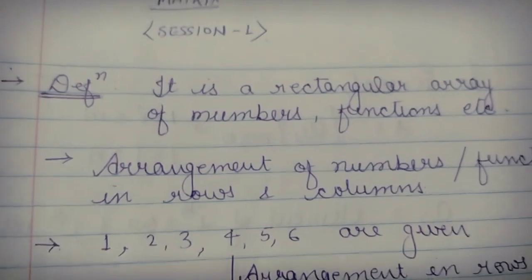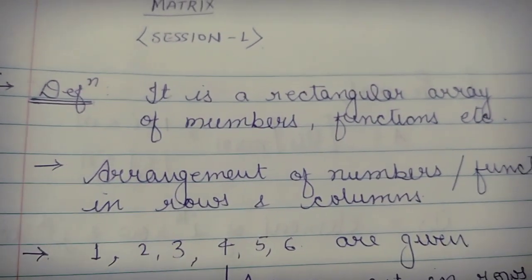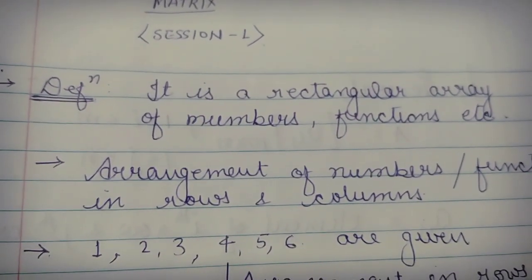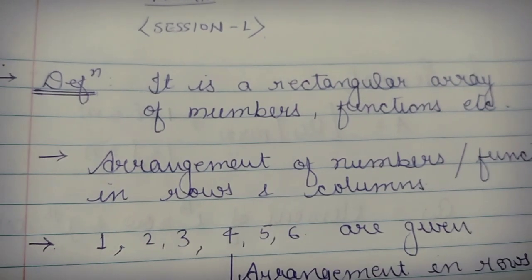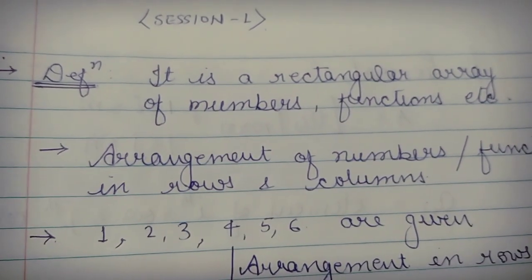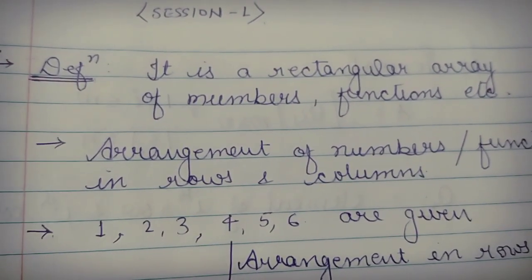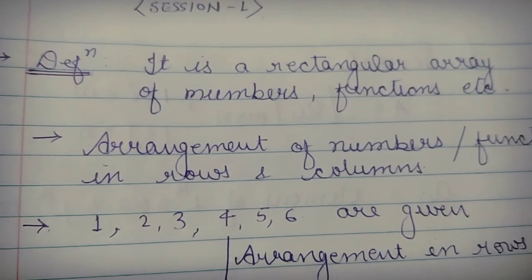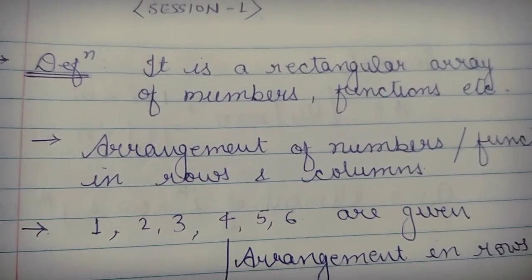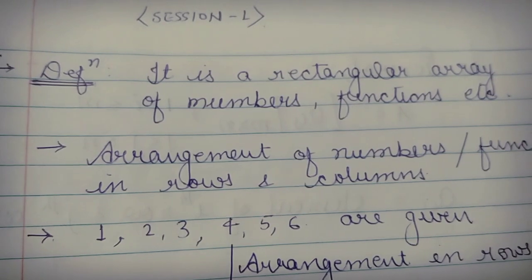In this session, we are going to study three subtopics. First subtopic is the definition of the matrix. Second, what is the order of the matrix? And third, the types of matrix.